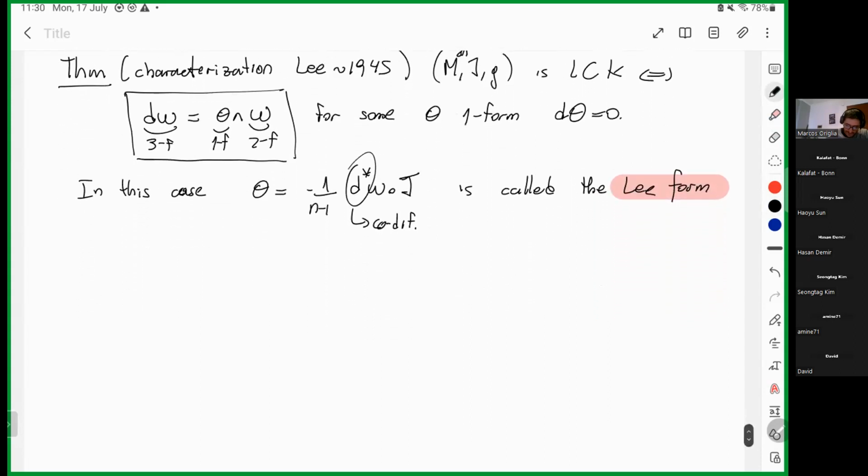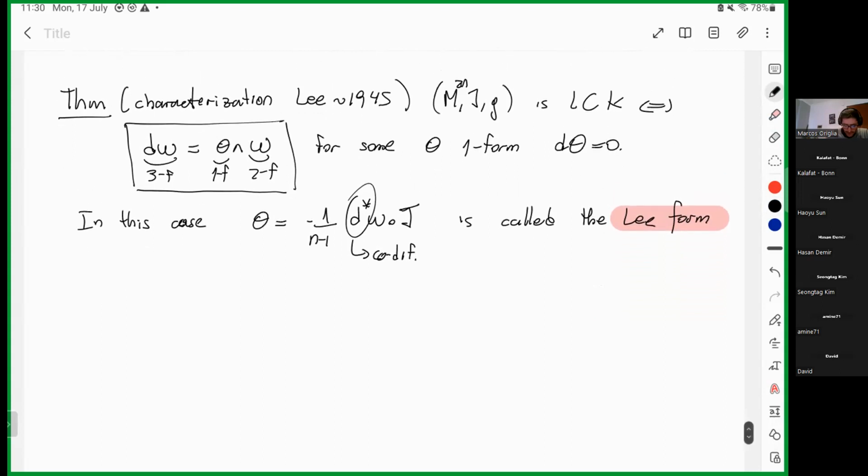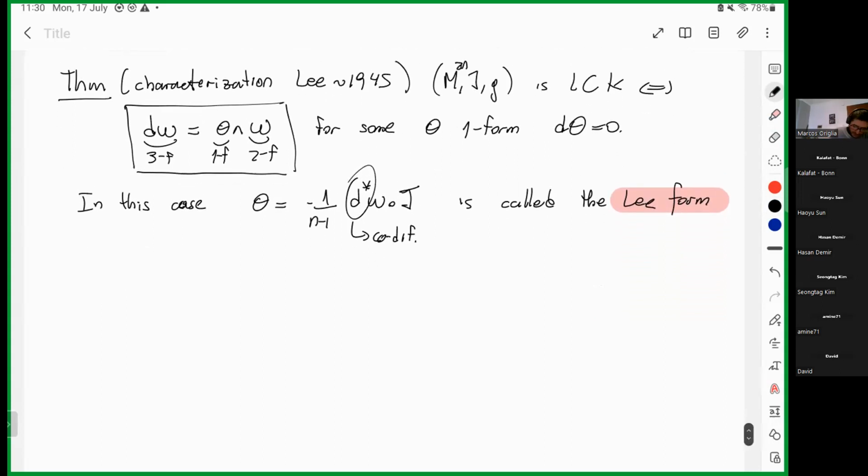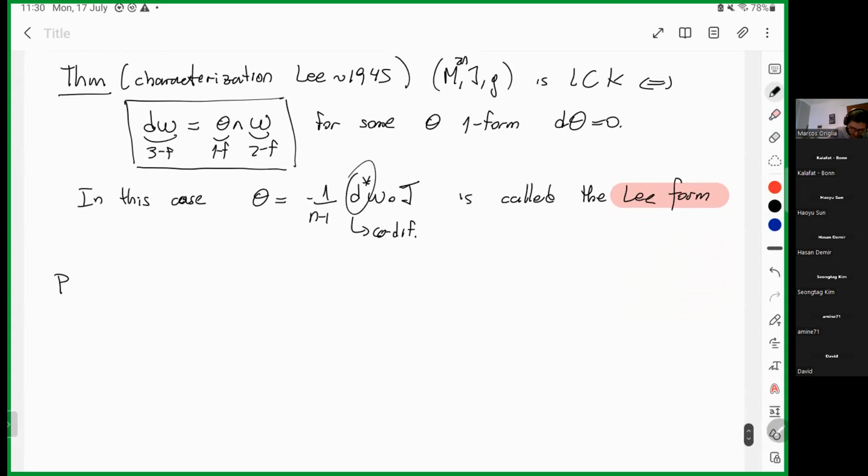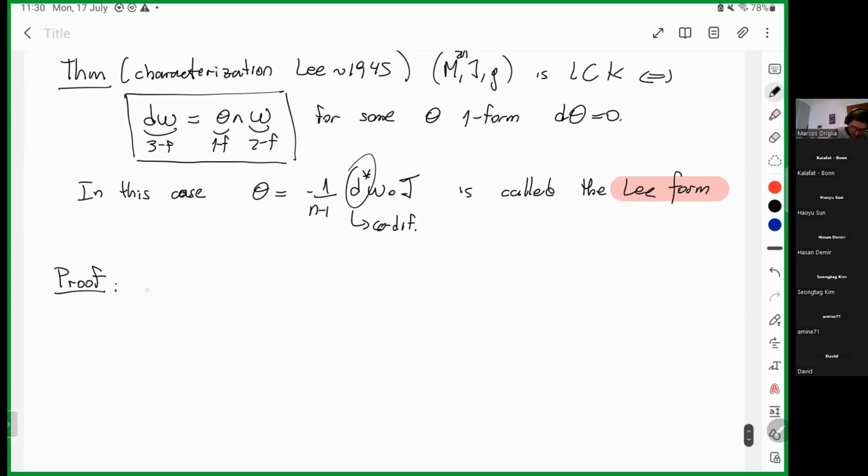Okay, so this is the definition we will use for locally conformally Kähler. It's really useful. So let me say something about the proof of this characterization. Let me go from the original definition of LCK to the existence of this special 1 form satisfying the condition d omega equals theta wedge omega. Okay, so M, J, and the metric is LCK.